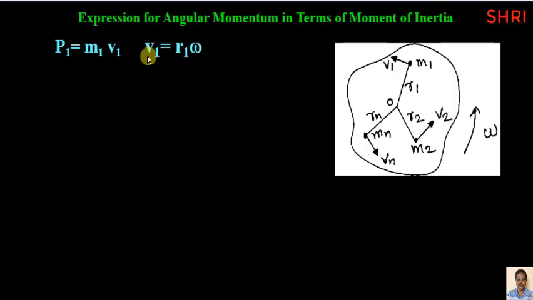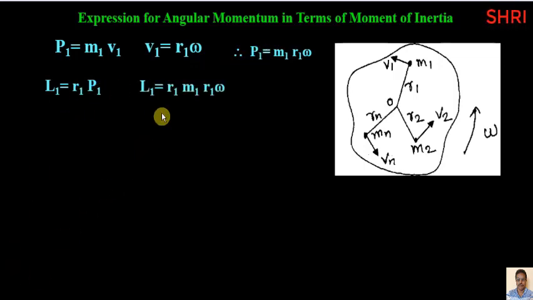Keep the value of v1 in this equation, and we get the new step, p1 equal to m1 r1 omega. Now moment of momentum is given by L equal to r p sine theta, but theta is 90. For the first particle it will be L1 equal to r1 p1. Keep that value of p1 in this equation. We get L1 equal to r1, as it is, times p1, that is m1 r1 omega. Now this r1 becomes r1 square, and we get the next step, m1 r1 square omega. This is the angular momentum of the first particle of mass m1.